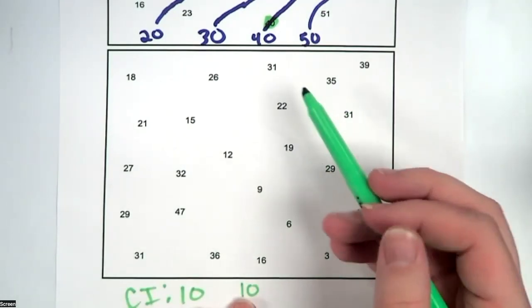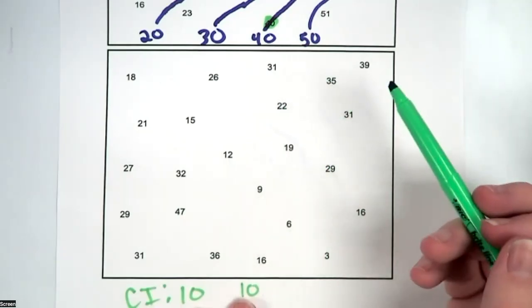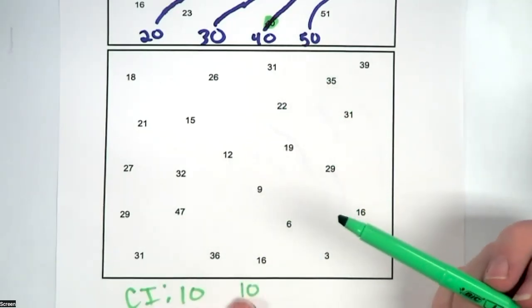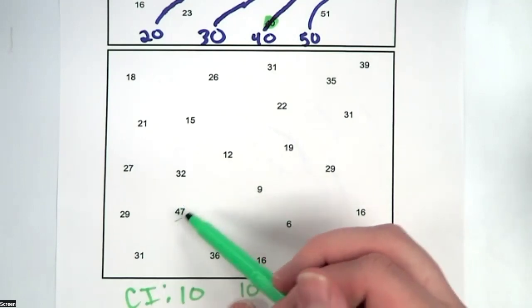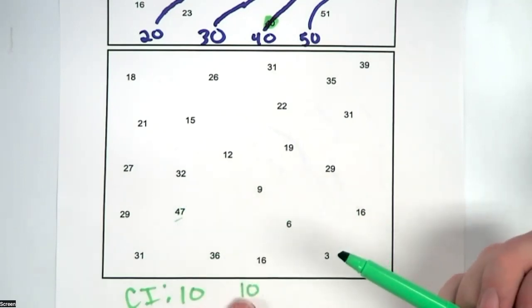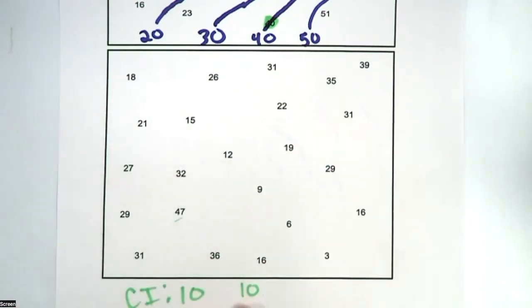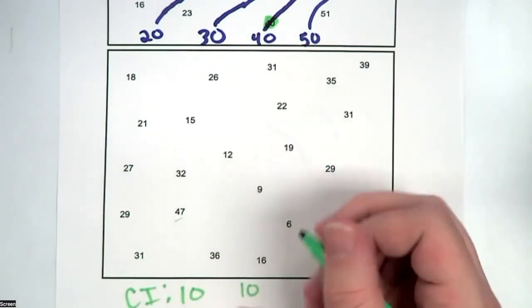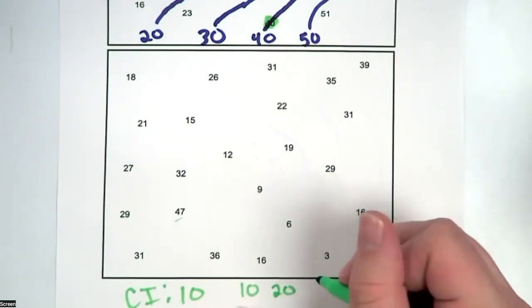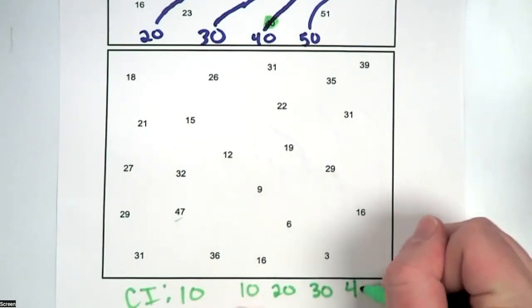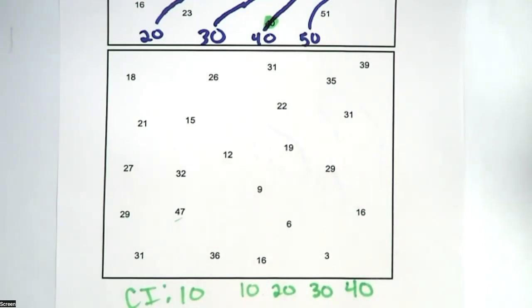So I have values 20s, 30s. I have a 40 up here. It looks like 47 is the largest number on mine. So that means I'm going to have to do all of the contours below 47. So I need 10, I need 20, I need 30, and I need 40. Those are the ones I'm going to need. And I'm writing that right along the bottom so I don't forget about it.